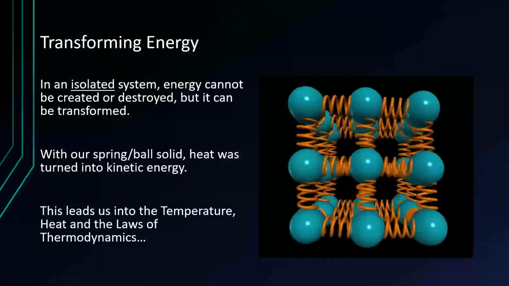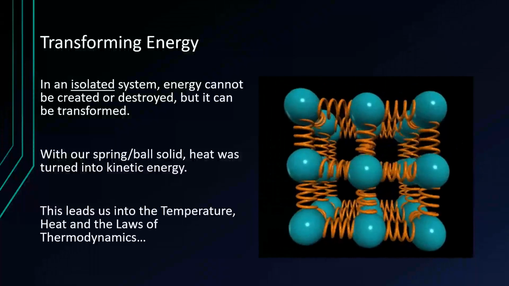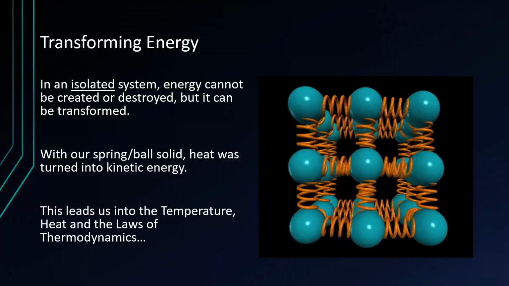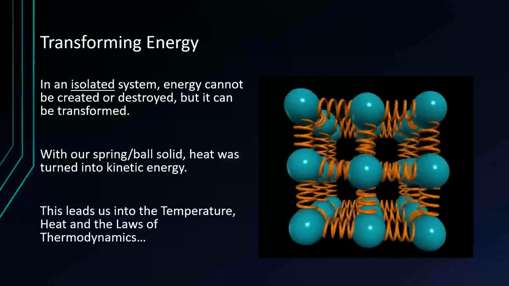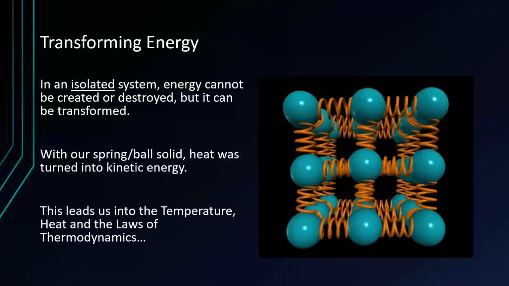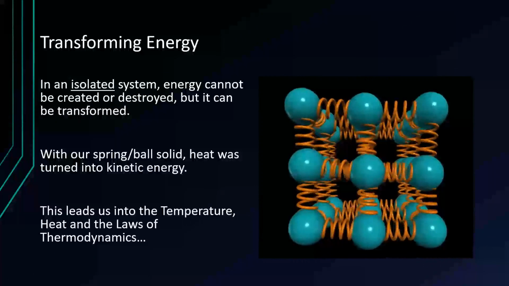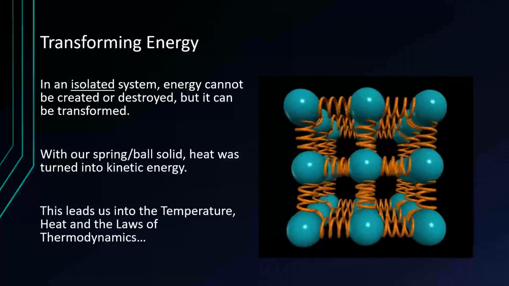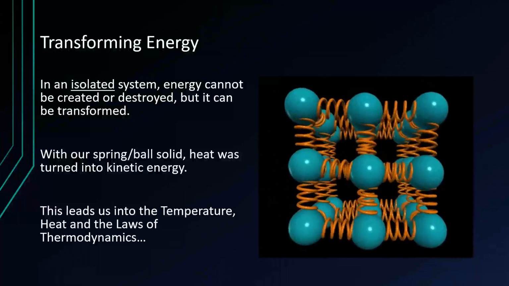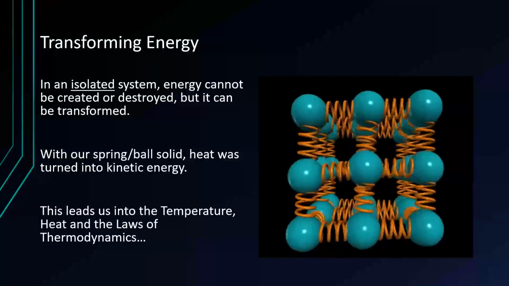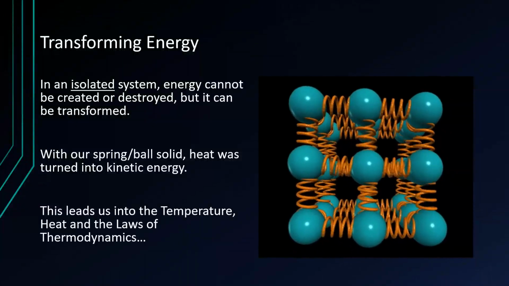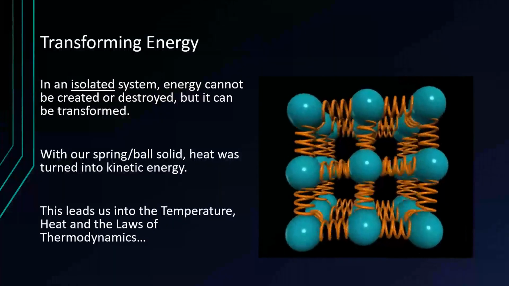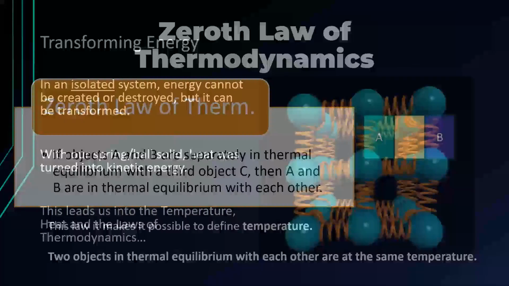And this is a great example of the transformation of energy, right? Thermal energy, we are heating something up, we're transferring thermal energy there. This turns into kinetic energy, which causes the atoms to move away from equilibrium, right? They now have a velocity, which increases the potential energy, and this turns into like an oscillation or a vibration of the system. So heat was turned into kinetic energy in this situation. And this leads us to temperature, heat, and the laws of thermodynamics.